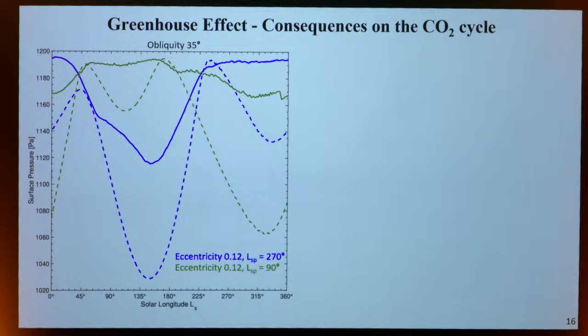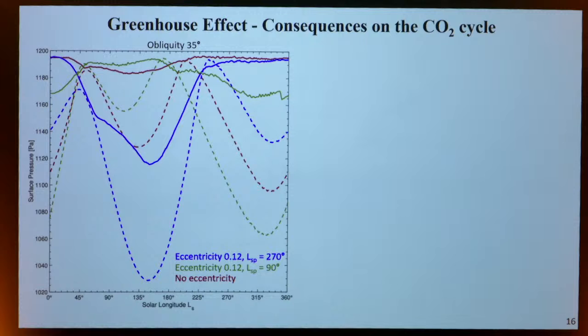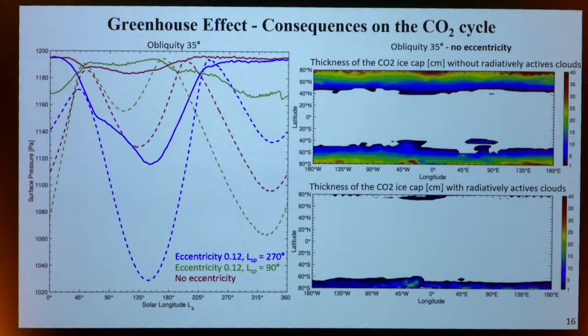For instance, when the perihelion is aligned with the northern summer, then we almost have no CO2 cycle, no seasonal variation, and when we remove any effect of the eccentricity, then there is almost no seasonal ice cap forming. Here, for instance, on the right, you have the case with the orbit without eccentricity, obliquity of 35 degrees. Top is the seasonal ice cap predicted by our model without radiatively active cloud, and the bottom shows you where the seasonal ice cap is forming. As you can see, the seasonal cap has disappeared.